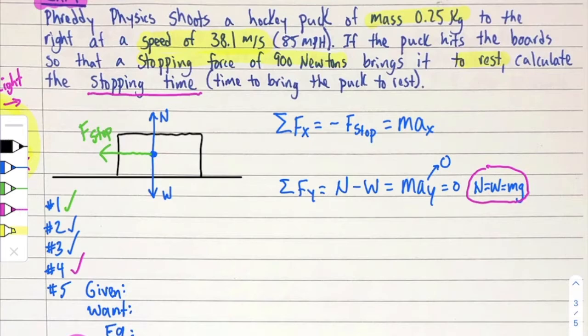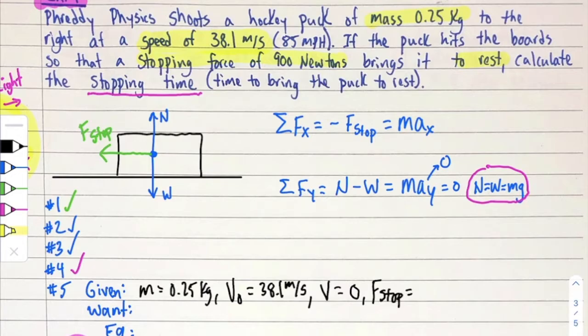So for givens here, that mass is 0.25 kg, and then it's being shot to the right, and that's its initial speed because it was cruising along at 38.1 meters per second, and then it hits the boards and comes to rest. So we know the final velocity, if it comes to rest, must be 0. And then it says stopping force, what we call F_stop, is equal to 900 newtons. And then I don't believe we know anything else. So we say, okay, what is it that we want?